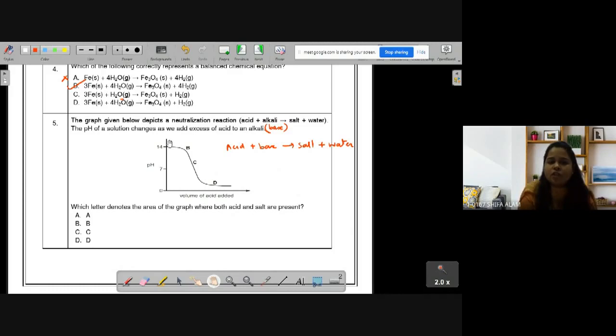So region A, region B and region C cannot be my option because they want the acid and salt to be present. Since acid has a pH which is less than 7, the region that is correct is option D. So option D would be the correct option.